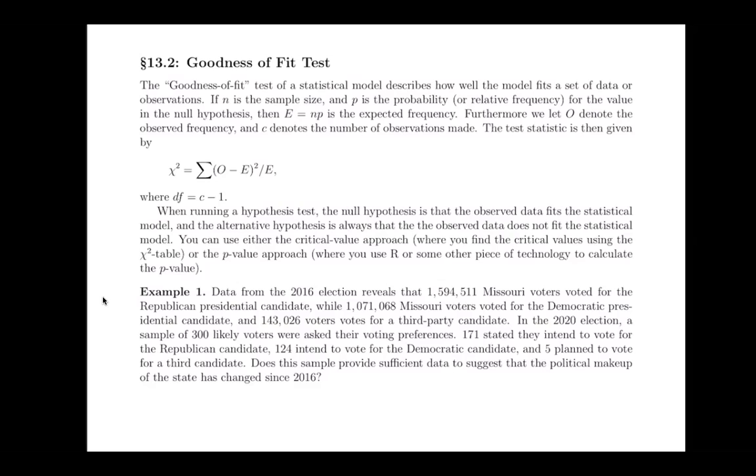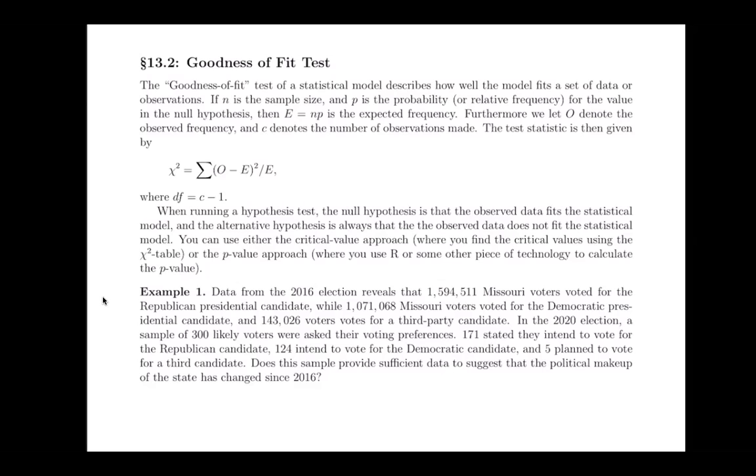When you add up that value, you get what's called the test statistic for the chi-squared distribution. This chi-squared distribution will have degrees of freedom equal to c minus 1, where c is the number of categories. So in our example, with Democrat, Republican, or other, we have c equals 3, and therefore 2 degrees of freedom. When we do this as a hypothesis test, the null hypothesis is always that the observed data fits the model. The alternative hypothesis is that the data does not fit the model. We can use either a critical value approach or a p-value approach, whichever you prefer.